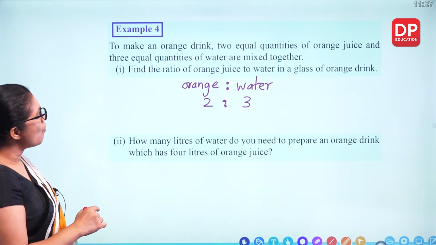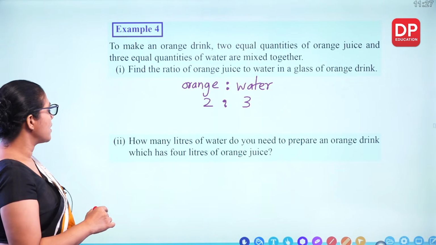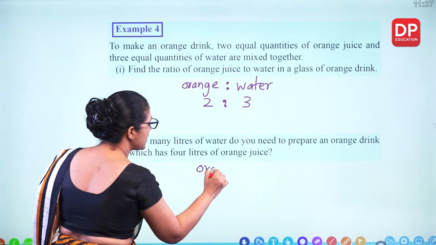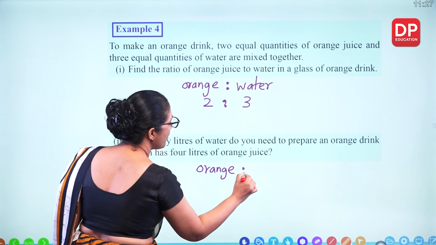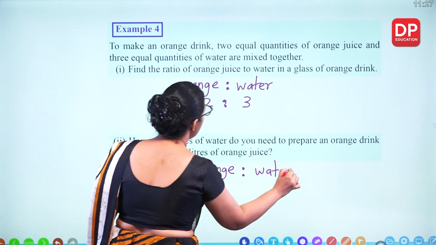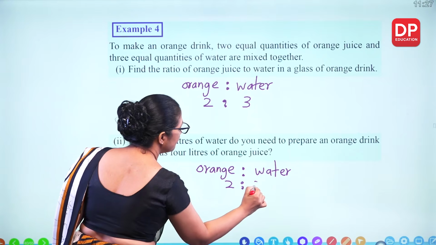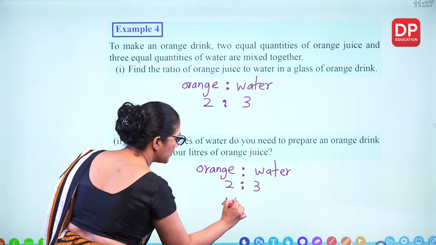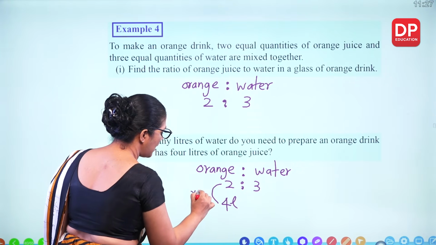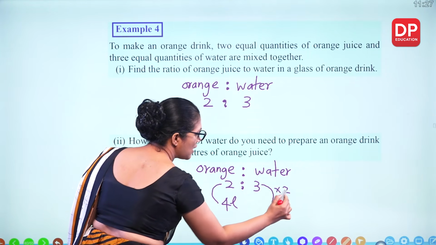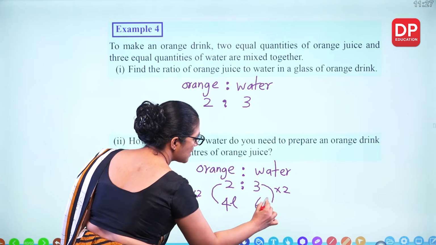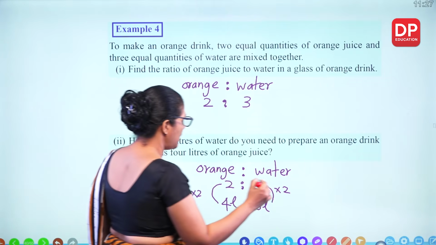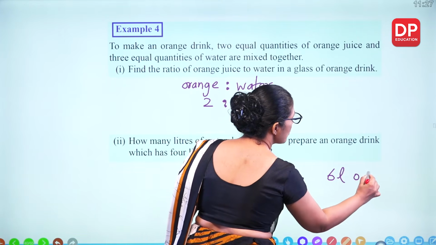How many liters of water do you need to prepare an orange drink which has 4 liters of orange juice? So same ratio you can take. Orange to water. The ratio is 2:3. Now it says 4 liters of orange juice. So 4 liters here. That means multiply by 2 here. So do the same thing. Multiply by 2, you get 6 liters. So what's the amount of water? You need 6 liters of water.